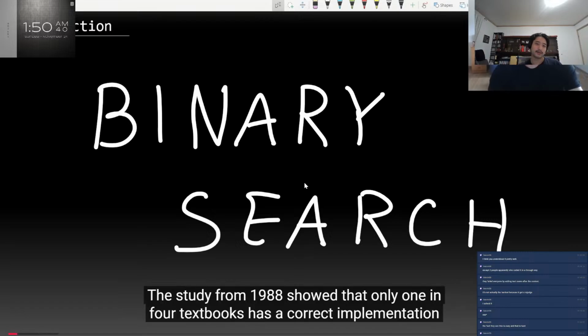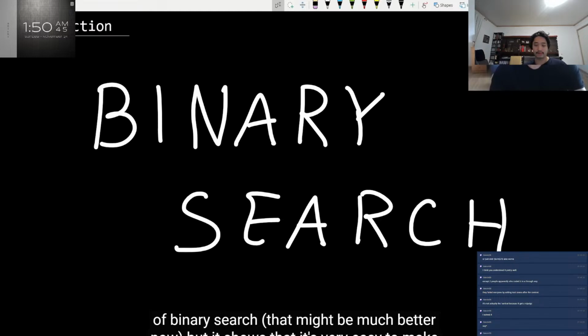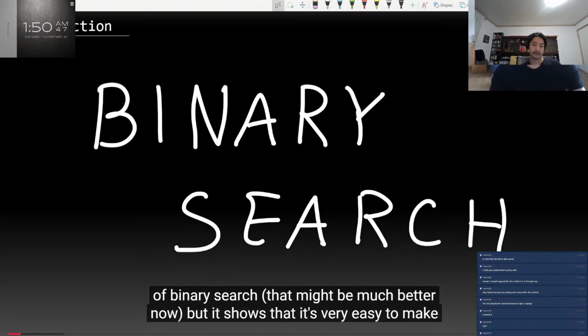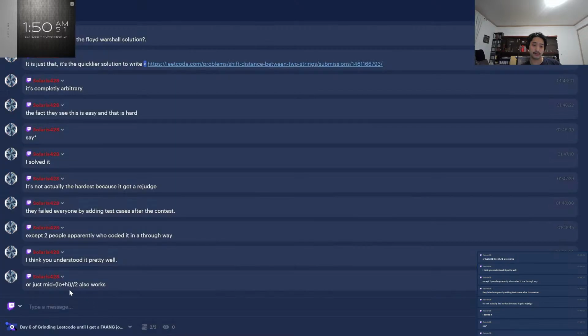A study from 1988 showed that only 1 in 4 textbooks has a correct implementation of binary search. That might be much better now, but it shows that it's very easy to make a mistake. Just mid equals low plus high divided by 2 also works.